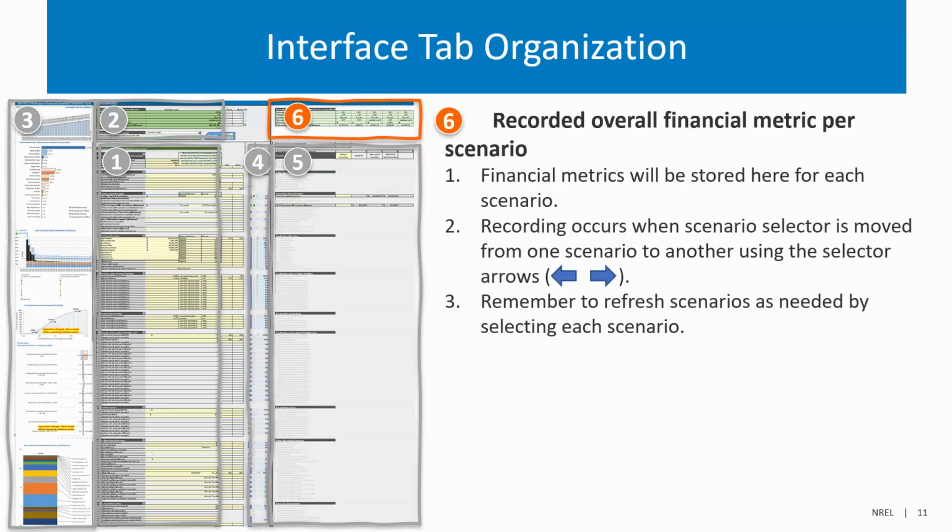In section 6, we have results for each of the scenarios. So key results for a scenario are being recorded as you sweep through different scenarios. One thing to note here is that the data is not recorded until you hover away from that scenario. So if you, let's say, change input parameters for a particular scenario, this data here is going to be static until you highlight that scenario and it's pushed through the model so that the results can be recorded.